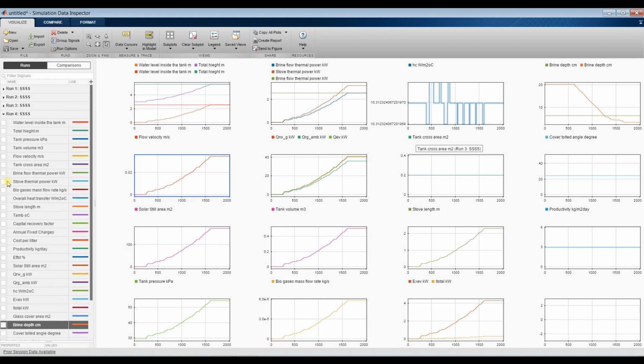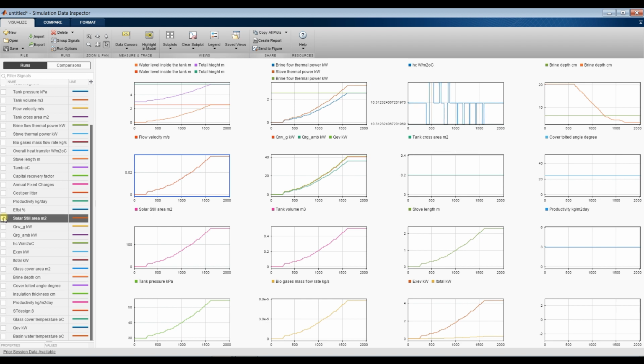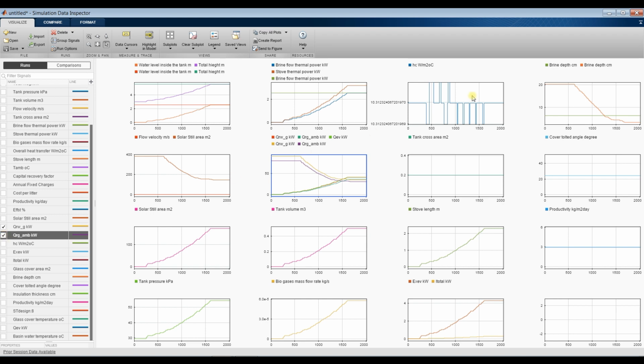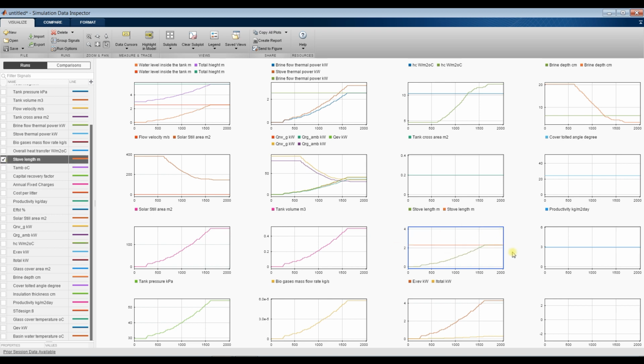Solar still area, let's see our solar still area. Yes, as you can see here, it decreases because you increase the solar gain by the solar still from the sun. So this is your results, and radiation effect, and from glass cover to the ambient. And convection heat loss, and this is stove length. I think there are no changes in the stove and tanks. All changes have been made on the solar still.